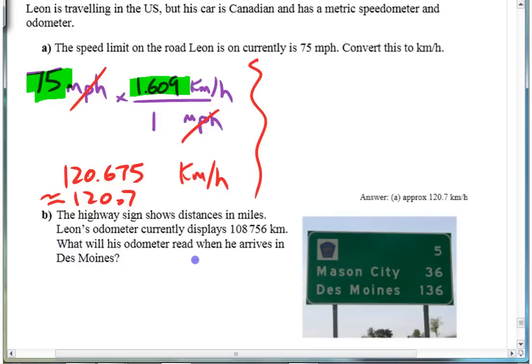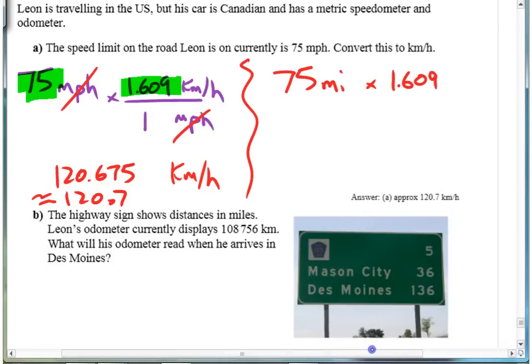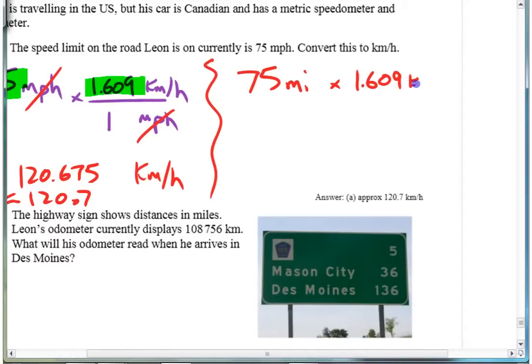Okay, the other way you could do it is, if you know that you have to multiply, you could say 75 miles, and you could just say times 1.609 kilometers per mile. You could write a rate like that. You could say there's 1.609 kilometers in a mile, so you could just say 1.609 kilometers per mile. And then the same thing here. It's basically doing exactly the same thing. Those cancel, and you know that you're multiplying, not dividing. Okay, and you'll get that same answer.